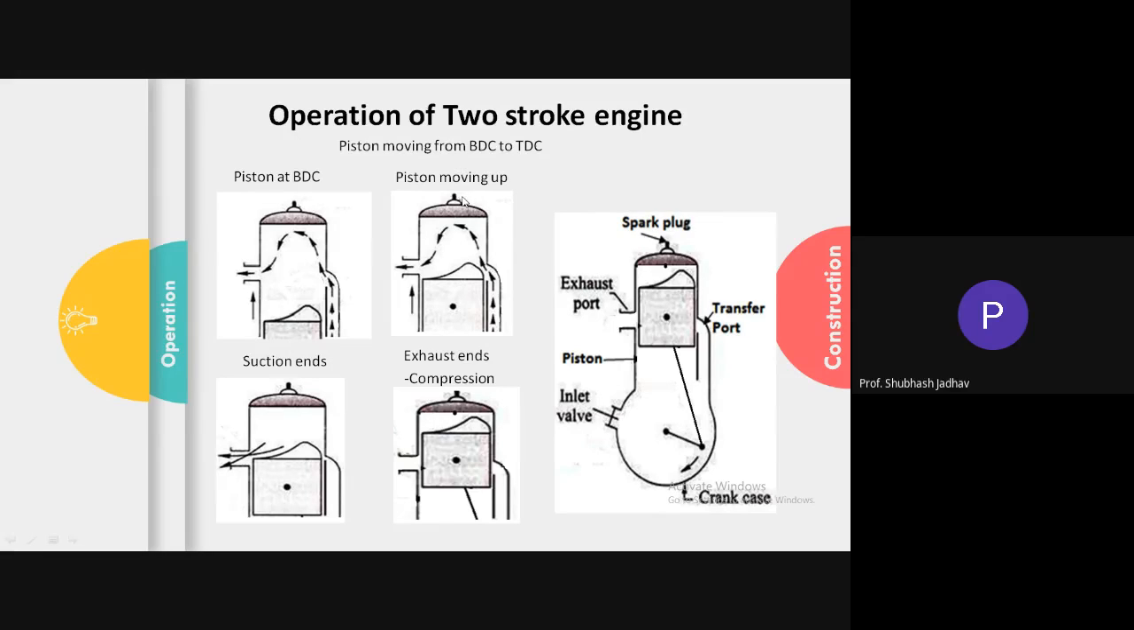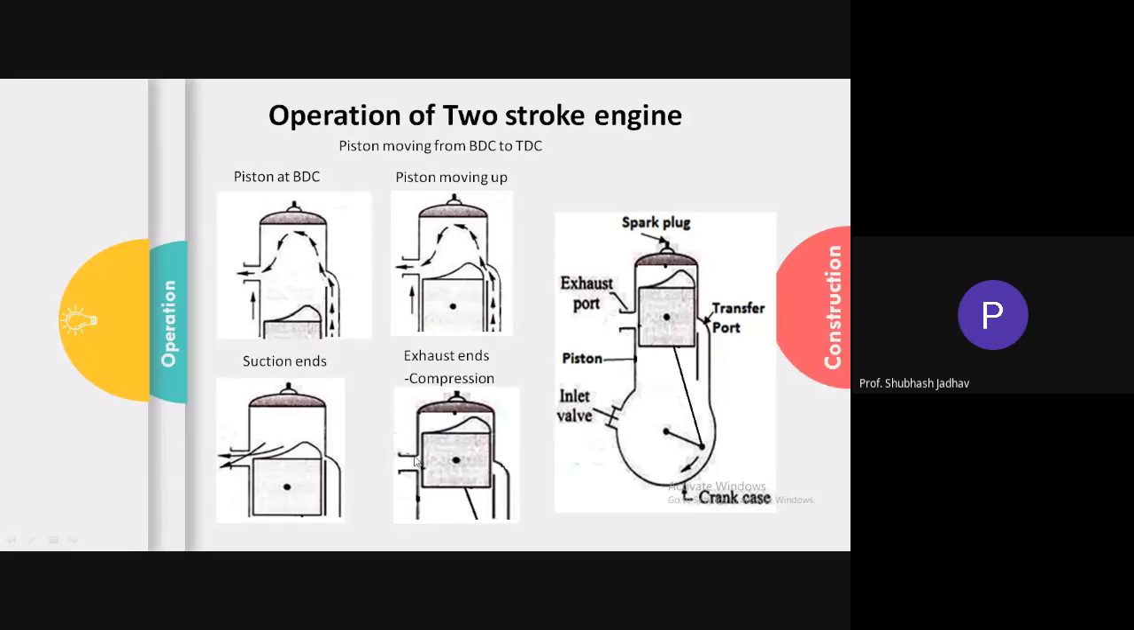So here we are discussing what is happening when the piston is moving from BDC to TDC. Initially the piston was at BDC. At that time exhaust was happening, and suction to the combustion chamber was also happening. Now as it moves up and closes, here the exhaust ends, and here the suction ends.